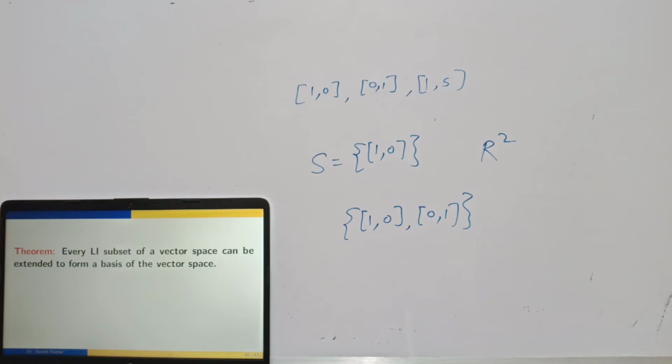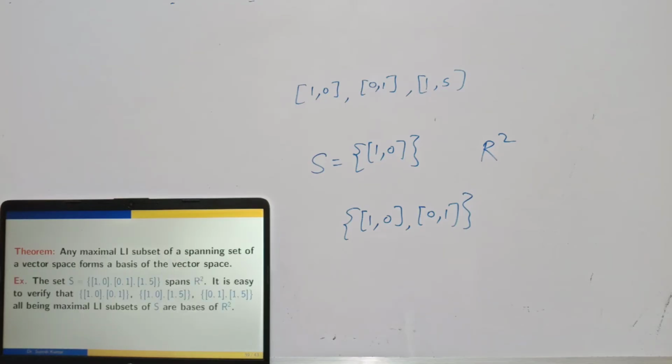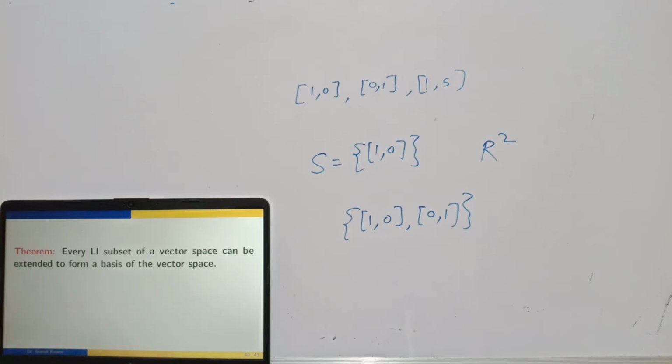So from a spanning set, how to construct a basis? Find a maximal linearly independent subset. And from a linearly independent subset, how do we construct the basis? We add extra vectors. In case it is itself a basis of the vector space, then it's fine. Otherwise, we can add extra vectors to make it a basis.